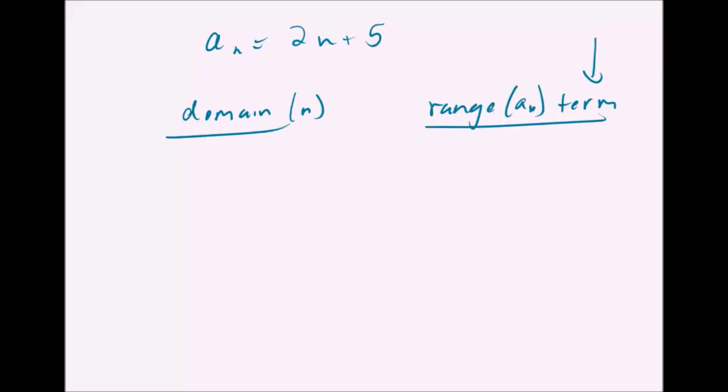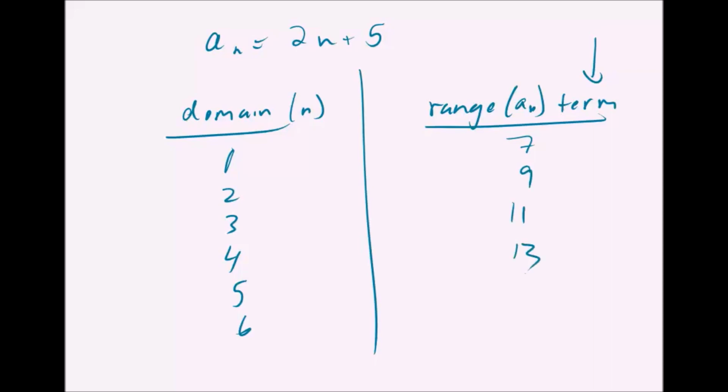Anyways, for the domain, a problem might say, find the first 6 terms of the sequence. So domains always start at 1 unless it tells you otherwise. So the first 6 terms will have domain 1, 2, 3, 4, 5, and 6. And we need to find the term at these specific domains. So it's really just making a table of values, right? Plug in the domain, get the range. So plug in 1, you get 7. Plug in 2, you get 9. 11, 13, 15, and 17. That's really all it is for the most basic case.